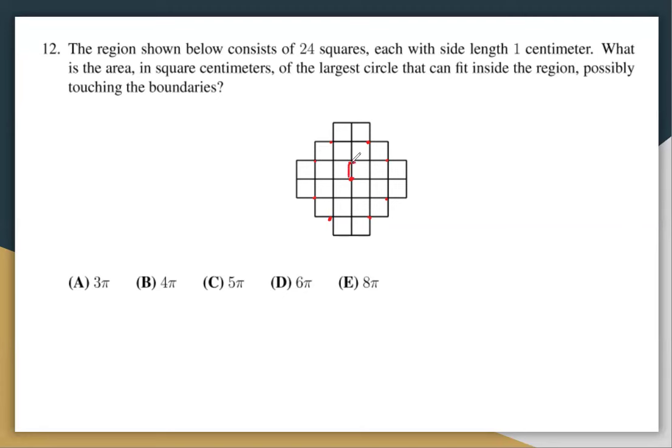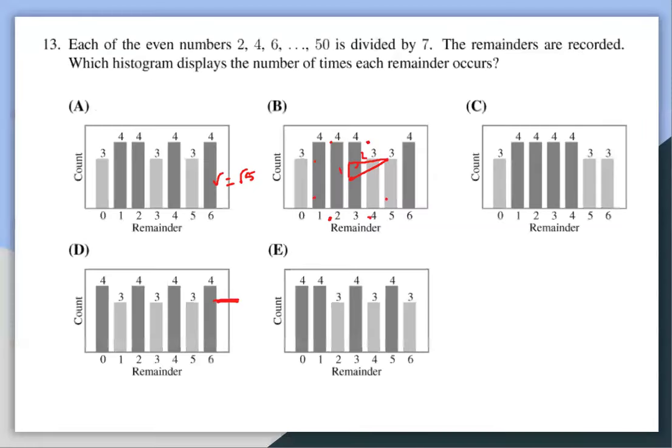So let's use this right triangle. This is 1, this is 2. That means the radius is √5. And we are looking for the area of the circle, which is pi times radius squared, which is 5 pi. Okay, so that was 12.